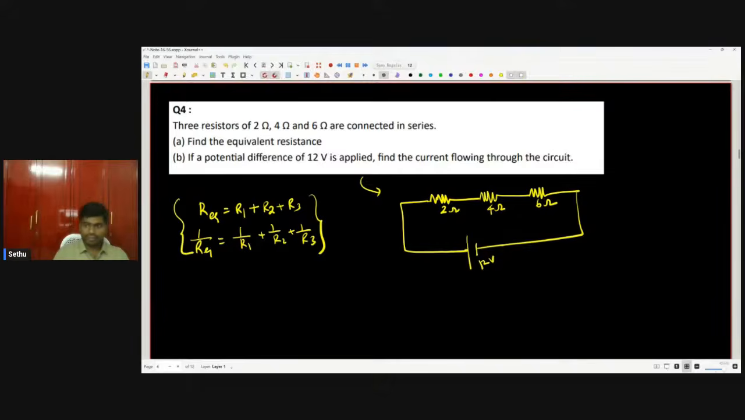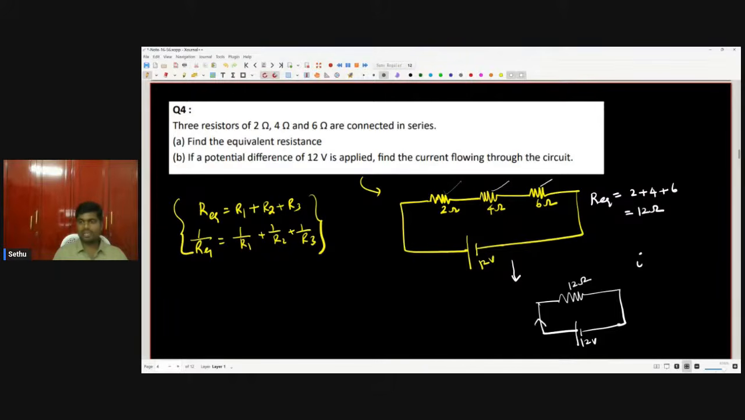Now, how do we figure out the equivalent resistance here? R equivalent must be equal to 2 plus 4 plus 6, which is 12 ohm. So you could redraw the circuit like the following. This is 12 volt. Instead of 2, 4 and 6, you can replace all 3 resistors with one single resistor which does the same job, but the resistance must be 12 ohm. Now what must be the current? Current equals V by R, so this is 12 volt divided by 12 ohm, which is 1 ampere. So the right answer is equivalent resistance is 12 ohm and current is 1 ampere.